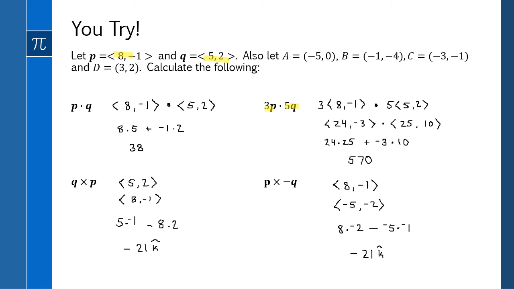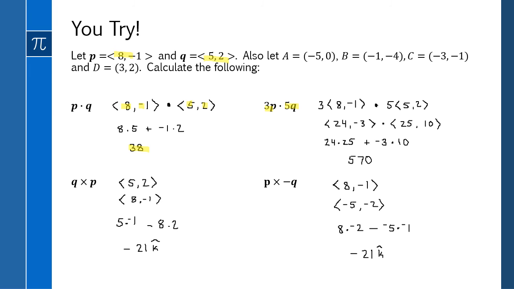And here are your solutions. The first two on the left side are basic dot and cross products. So for the dot product, you multiply the two x components together. So you do 8 times 5 and add to that the product of -1 and 2, and you end up with a whole number, 38.